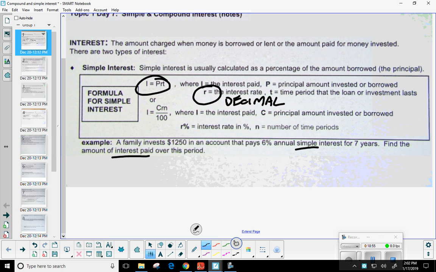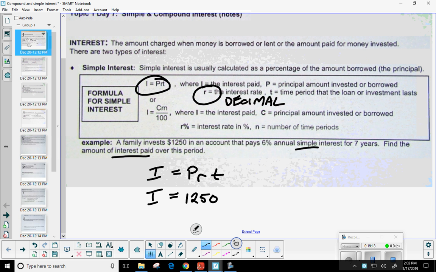On a lot of these, when we start getting into the compound portion, we may have to think, do I need to subtract off the original principal in order to see the amount that I've earned? Does that make sense? But here, that's what the formula is giving you. The interest is equal to PRT. So how much are they investing?